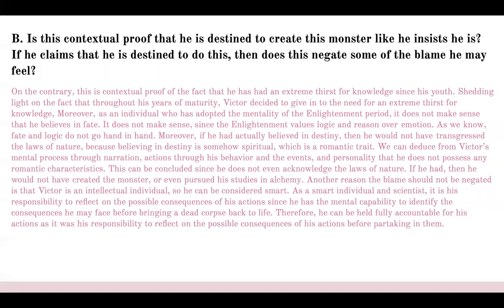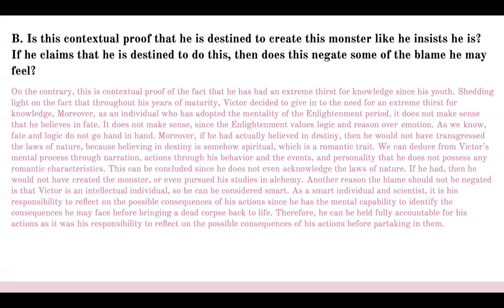Moreover, if he had actually believed in destiny, then he would not have transgressed the laws of nature, because believing in destiny is somehow spiritual, which is a romantic trait. We can deduce from Victor's mental process through narration, his actions through his behavior, and the events and personality that he does not possess any romantic characteristics. This can be concluded since he does not even acknowledge the laws of nature. If he had, then he would not have created the monster, or even pursued his studies in alchemy.